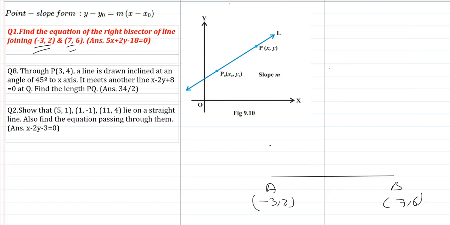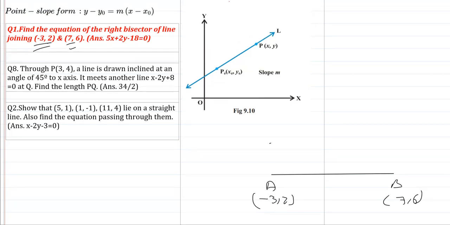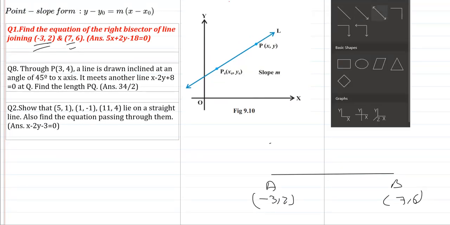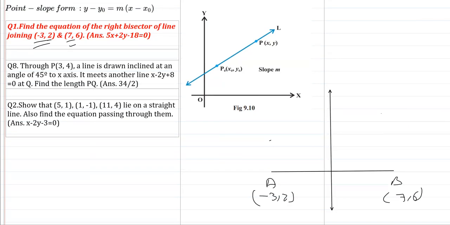Further, we have to find the equation of another line, which is the right bisector. By right bisector, it means it is the perpendicular bisector. Right bisector stands for the perpendicular bisector. So we'll be making a perpendicular bisector of this line. That has to pass somewhere through the middle of this line. Now, what we know is that this C, for example, is the midpoint of AB.